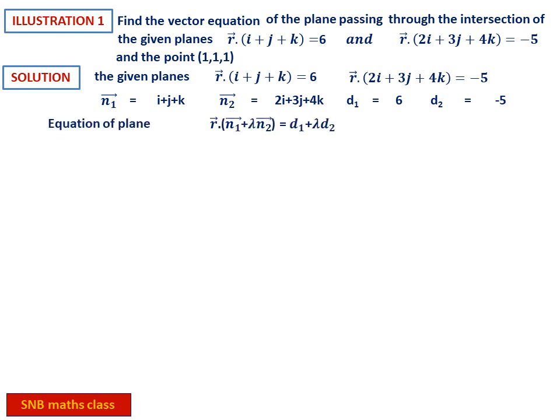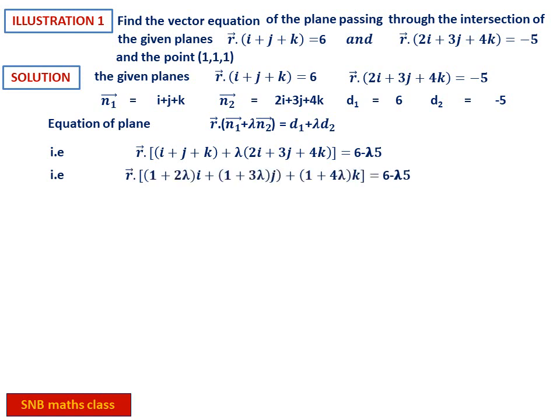Now what is the equation of the plane? You know the formula, r dot n1 plus lambda n2 equal to d1 plus lambda d2. So substitute: r dot i plus j plus k plus lambda times 2i plus 3j plus 4k equal to 6 minus lambda 5. Or you can combine together: r dot (1 plus 2 lambda) i plus (1 plus 3 lambda) j plus (1 plus 4 lambda) k equal to 6 minus 5 lambda.